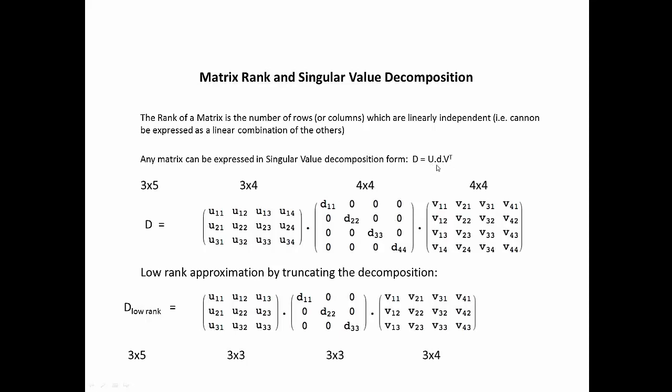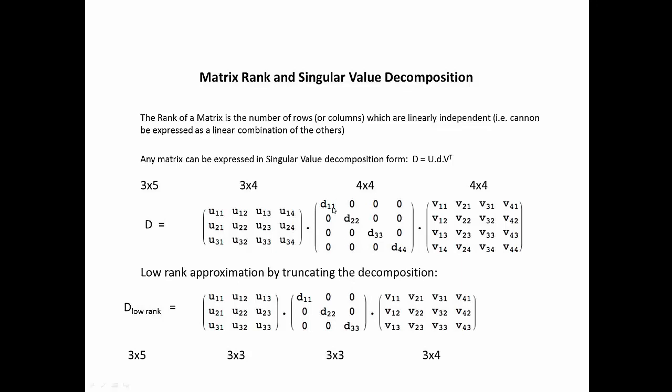U is a unitary matrix, D is a diagonal, and V is another unitary matrix. So here is written down a simple example, a very small, say 3x5 data matrix, and you can express this as the product of U, D, and V. So U is an orthogonal matrix, and V is also an orthogonal matrix, and they form essentially an orthogonal basis for the matrix.